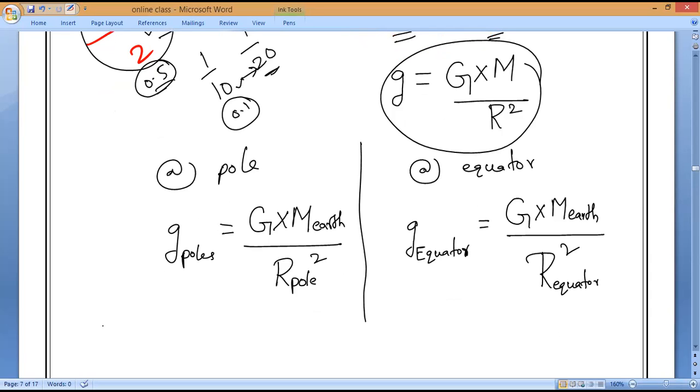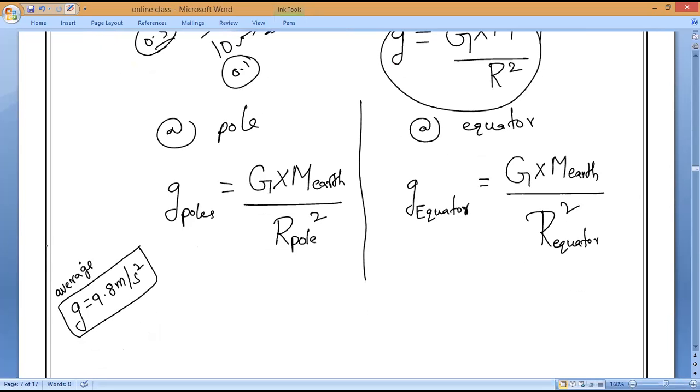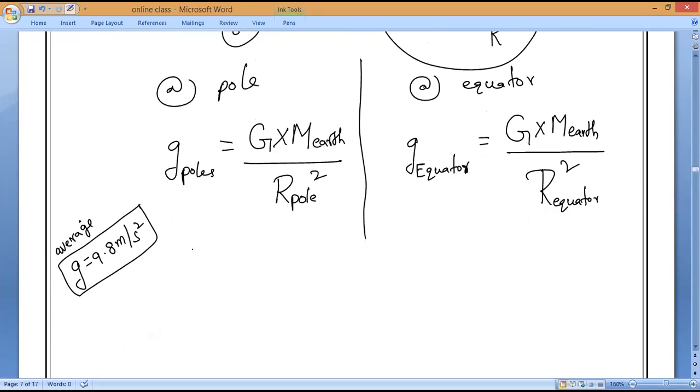Now, as we know, the average g value. What is the average g value? We all know that. The average g value is considered as how much, Pitakshri? 9.8 meter per second square. Yes or no? This is the average g value. Now you tell me where the g value is maximum and where the g value is minimum. As we know, the radius at the equator is greater than the radius at the poles.